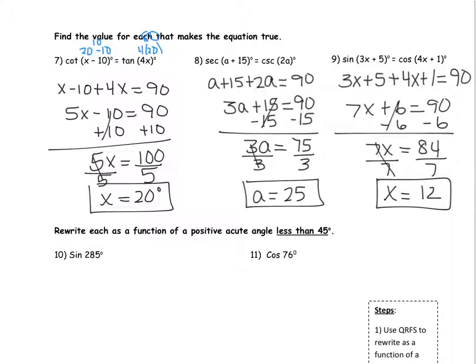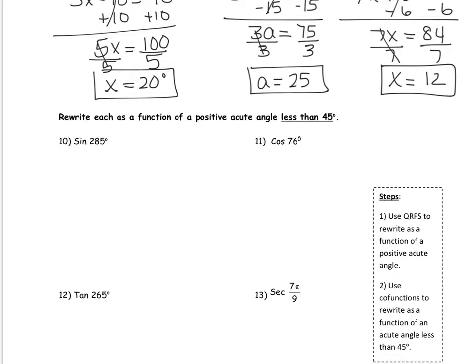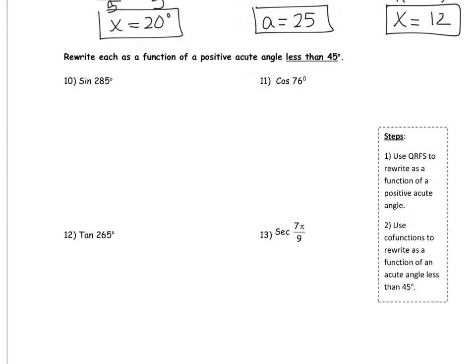Okay, now the last thing that we need to talk about is rewriting functions as positive acute angles. Now, we talked about positive acute angles before, and we used quarters or for sodas. But now, specifically, I'm asking it to be a function of a positive acute angle less than 45 degrees. Well, let's take care of the positive acute angle first. So let's look at example number 10.